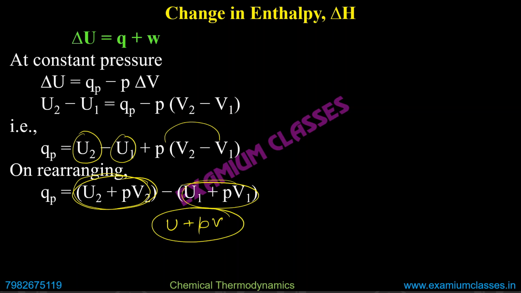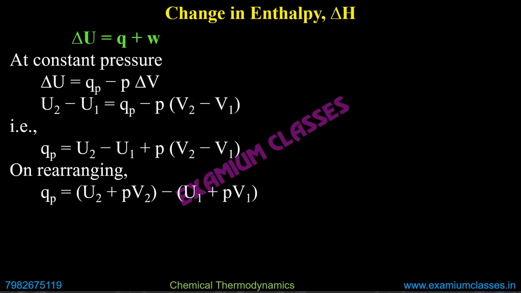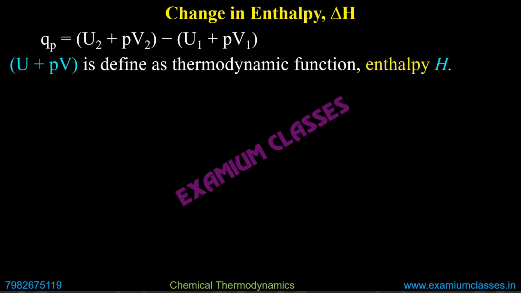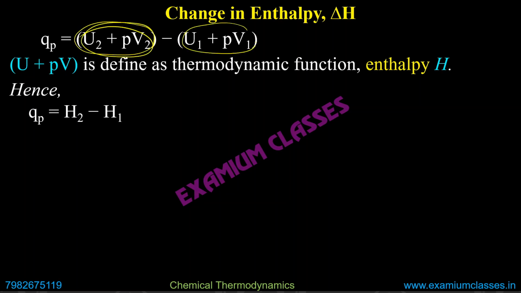So this term U2 plus PV2 or U1 plus PV1, that is U plus PV, is known as enthalpy of that particular state. So state 1, state 2, this is known as enthalpy. U plus PV is defined as thermodynamic function enthalpy denoted by H. Hence QP is equal to H2 minus H1. This is enthalpy final. This is enthalpy initial. So H2 minus H1 will give you QP.